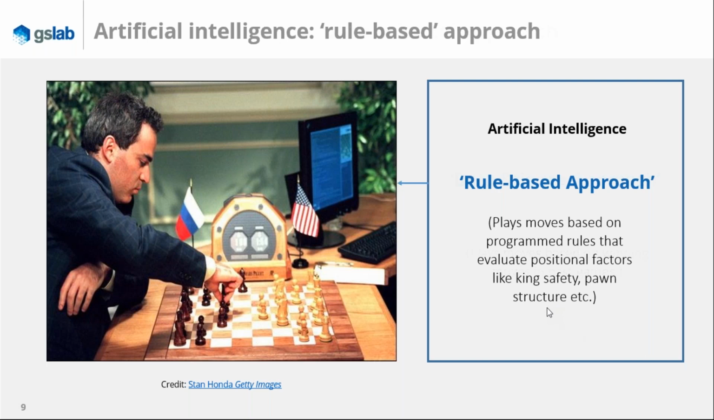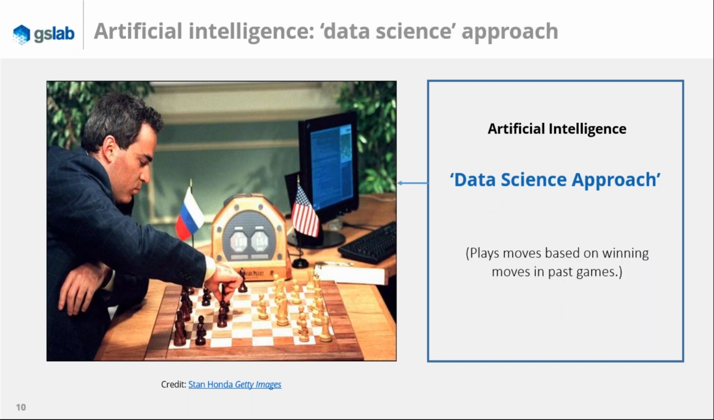Now let's look at the other approach for AI, which is the data science approach. Here you can see almost the same image. Again, an AI-based system on the right is playing a grandmaster on the left. But this data science approach, instead of using some rules, plays the moves based on winning moves in past games. So a crude way could be that when it encounters a particular board position, it compares the positions of the different pieces with the past set of games that it has.